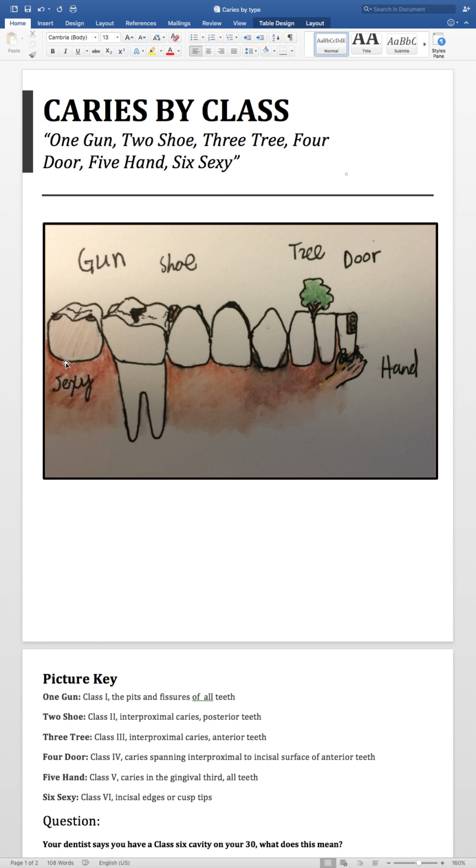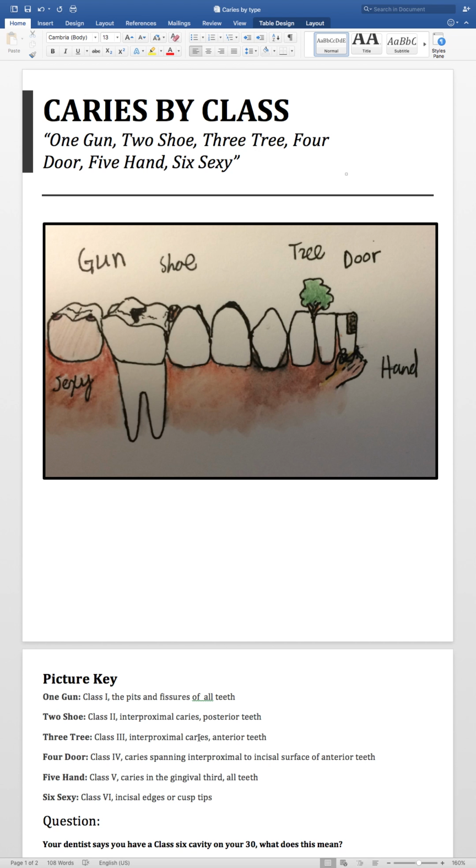And then we have 6 sexy. So you can just picture, what do you think this is? Something sexy. So what does all this really mean? So gun 1, it would be class 1. So you're going to picture that as a gun on a pit or fissure of any tooth. 2 shoe, we picture a shoe stuck between the teeth, and that's between posterior teeth, because that's going to contrast with 3 tree, which is interproximal spaces of the anterior teeth.